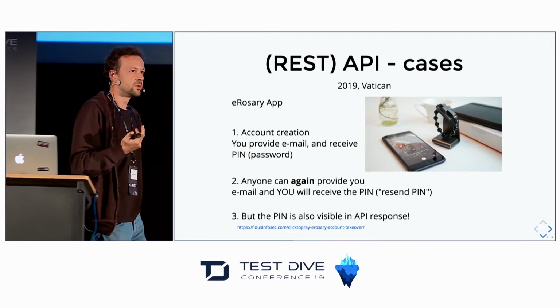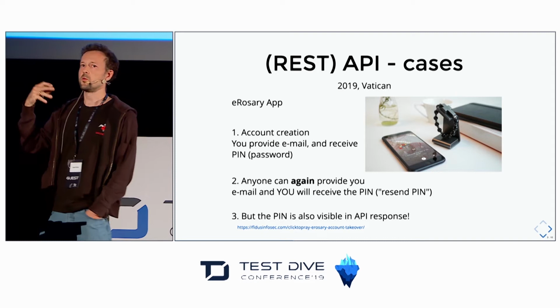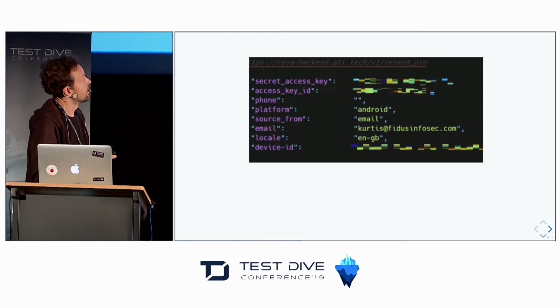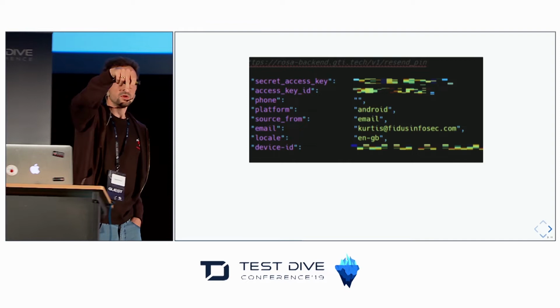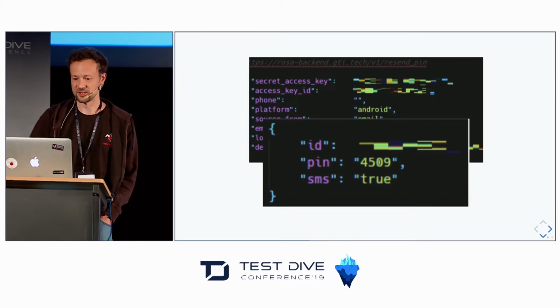Actually, when you set up an account, you provide an email and they send you a PIN to this email. So it's something like a password. And you can also resend this PIN by providing the same email once again. This is pretty normal, but as you can observe here, an attacker can do something like this. Provide your email here, resend PIN, you receive the PIN, it's no problem, but in the response, the attacker sees your PIN. Why? I don't know. So he sees your password actually and can take over your account, stuff like this.